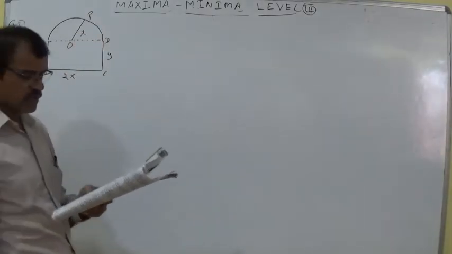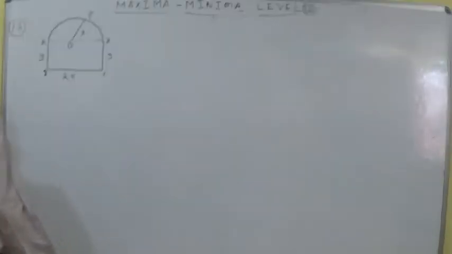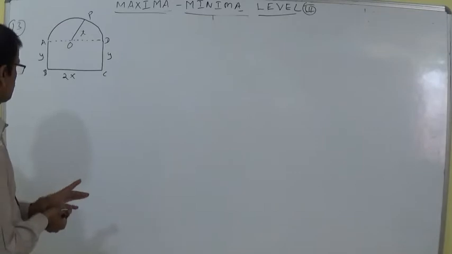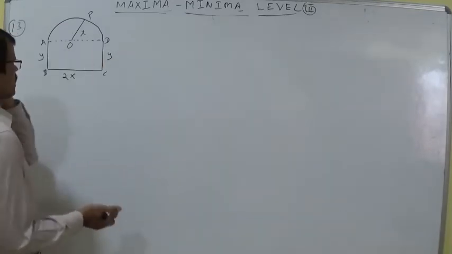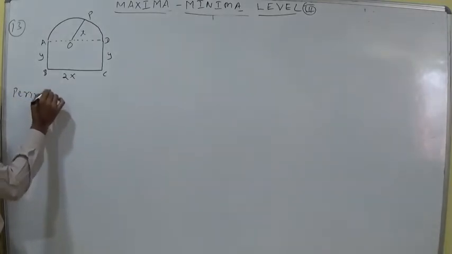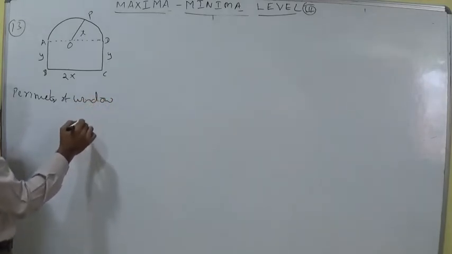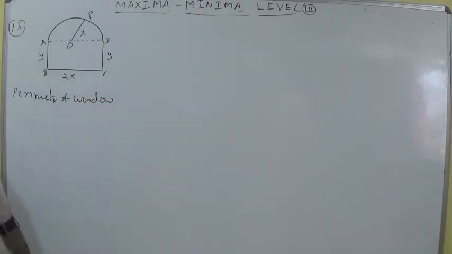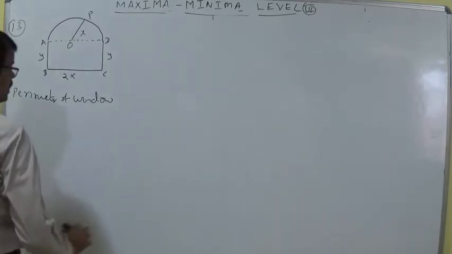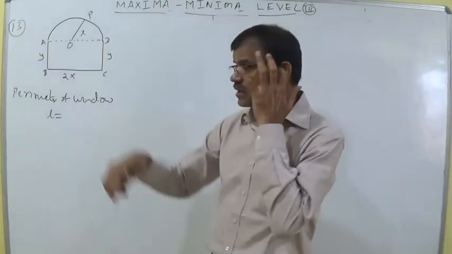A window is in the shape of a rectangle surmounted by a semicircle. If the perimeter of the window, total perimeter he gave. The description of 2x I am not writing, students, because this is not IPE. So length 2x, breadth y like this. Perimeter of window I am writing. Let the letter he gave, I think L. If the perimeter of the window is of fixed length L, the window is in the shape of a rectangle and semicircle.